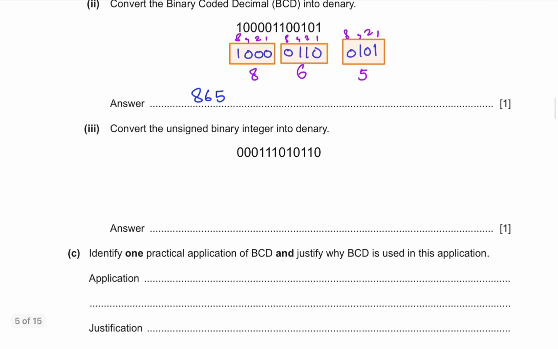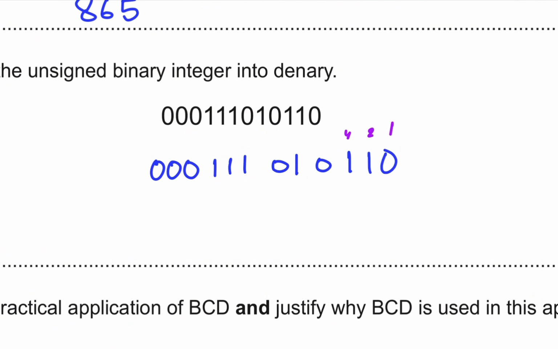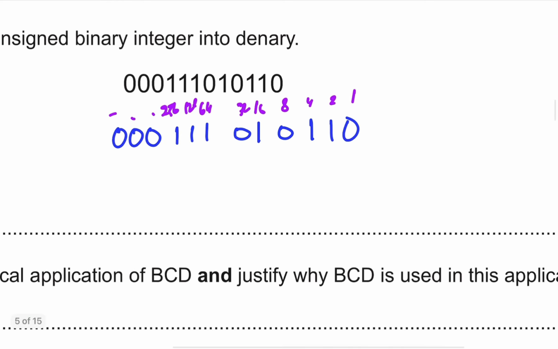Convert the unsigned binary integer into denary. Simple. Just add them. The 1248 method, which we did. You'll get the answer. 2, 4, 8, 16, 32, 64, 128, 256. Pretty easy. 0, 0, 0, 1, 1, 1, 0, 1, 0, 1, 1, 0. You could do that again. 1, 2, 4, 8, 16, 32, 64, 128, 256, and then so on, 512.